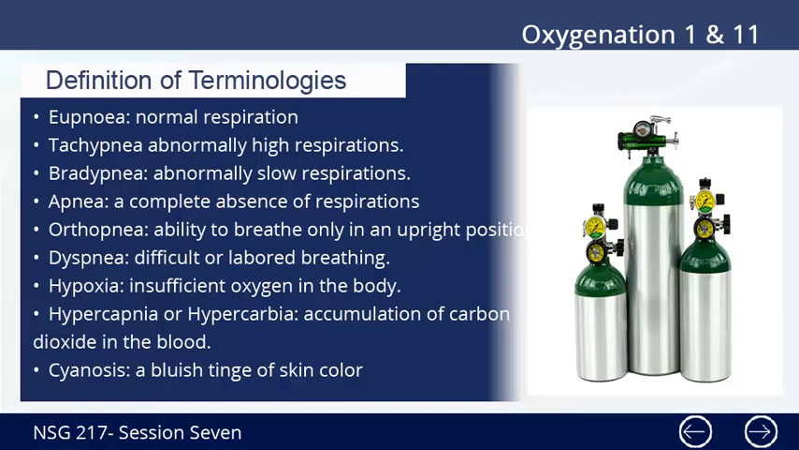Definition of terminologies. Eupnea, that is normal respiration. Tachypnea, that is abnormally high respiration. Bradypnea, abnormal slow respiration. Apnea, a complete absence of respiration. Orthopnea, ability to breathe only in an upright position. Dyspnea, difficulty or labored breathing.